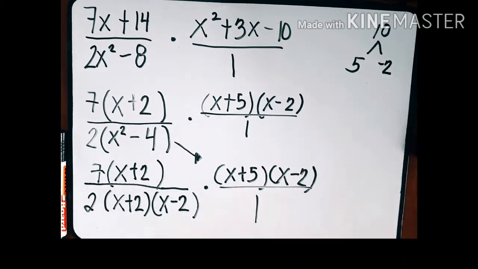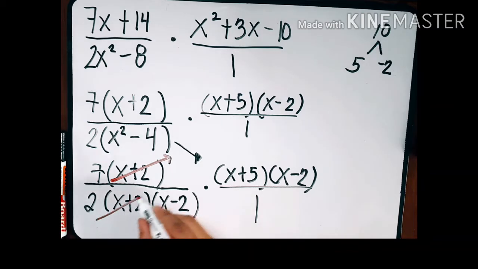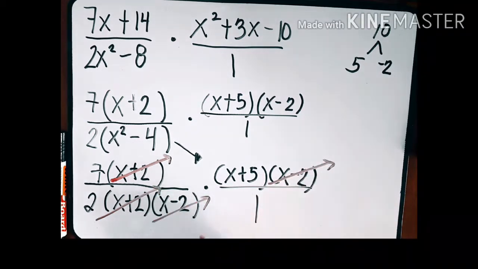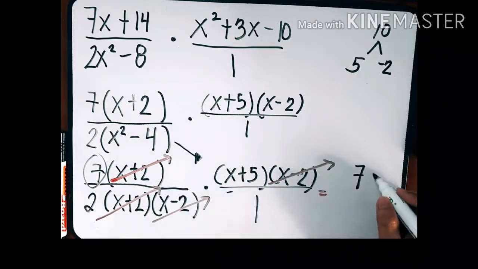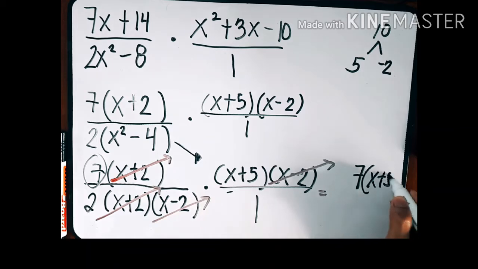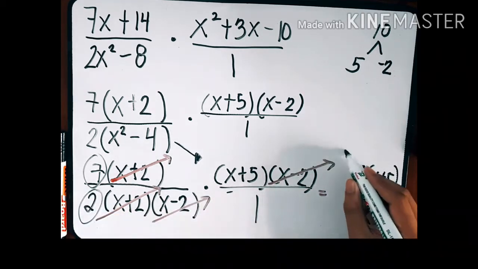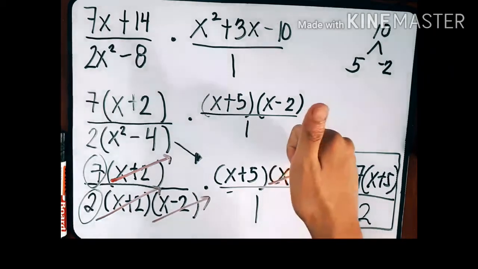Next is, pwede na nating i-cancel out. So, pwede nating i-cancel tong x plus 2, cancel yon, and yung x minus 2. So, ang matitira na lang natin na sagot is 7 times x plus 5 over yung 2. So, ito na yung simplest form niya. Okay?